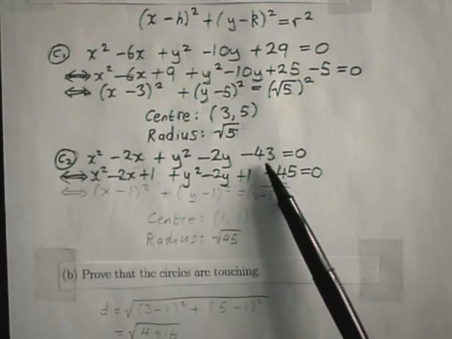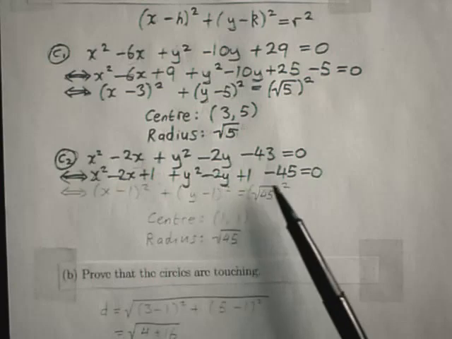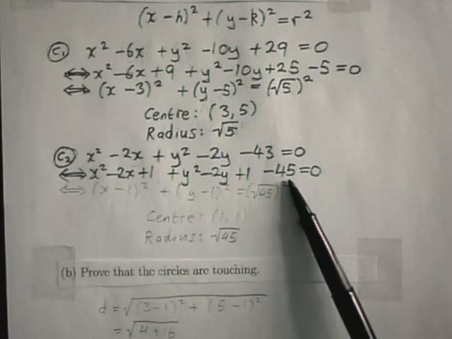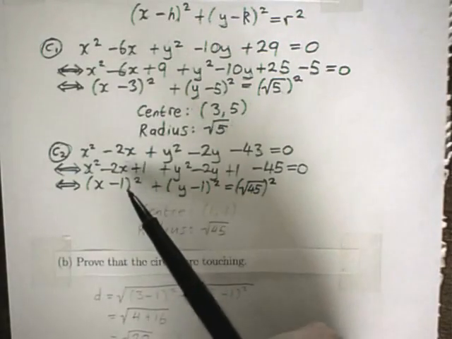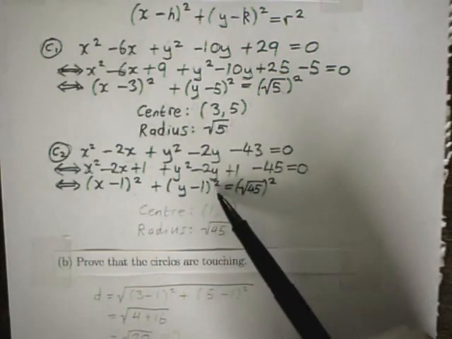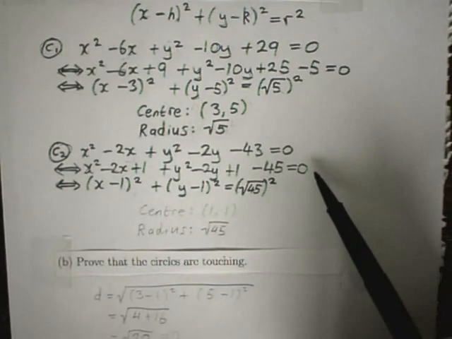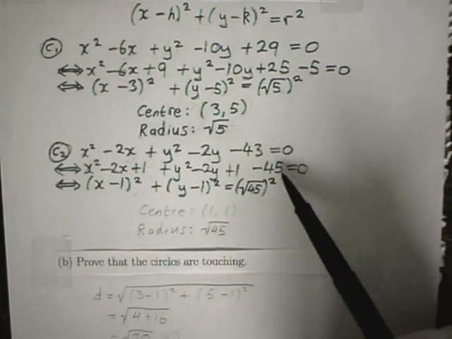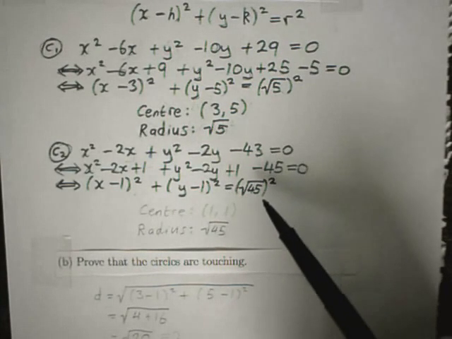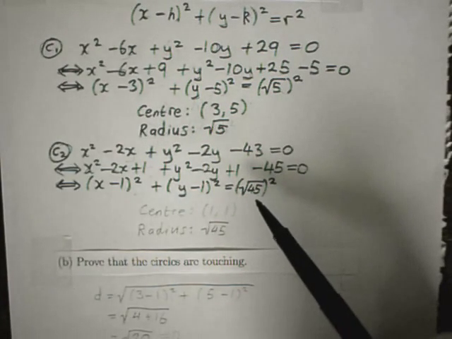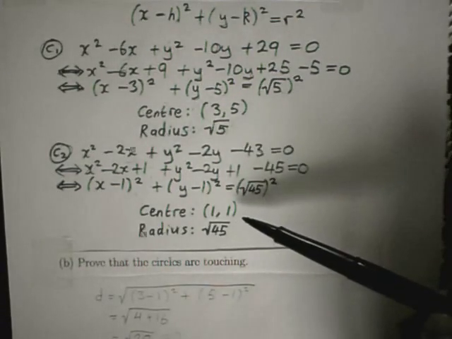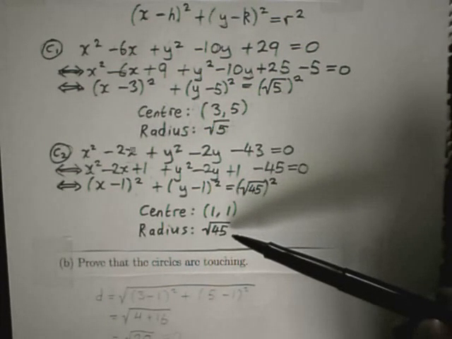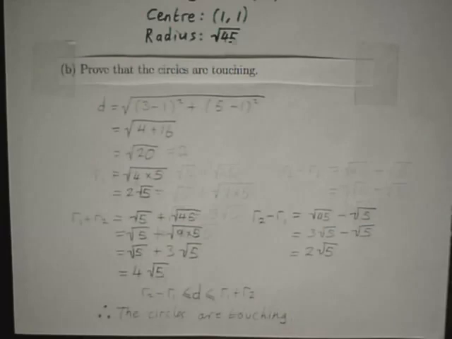So now I split the minus 43 into plus 1, minus 45, and just double check again that they add up to minus 43, which they do. Then I just factorize my x expression here, factorize my y expression. I add 45 to both sides, so the minus 45 plus 45 is 0, and I have plus 45 here, which I turn into the principal square root of 45 all squared. So that tells me that the center of the circle is at 1, 1, and the radius is the principal square root of 45. Part B then is to prove that these two circles are touching.